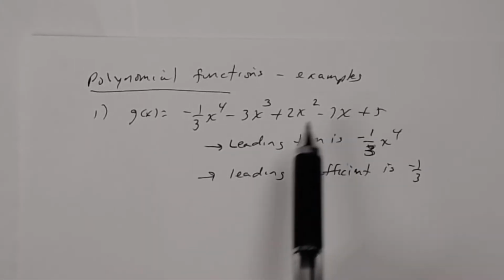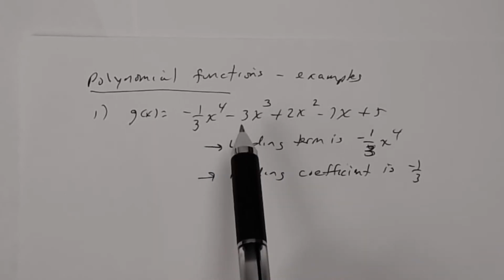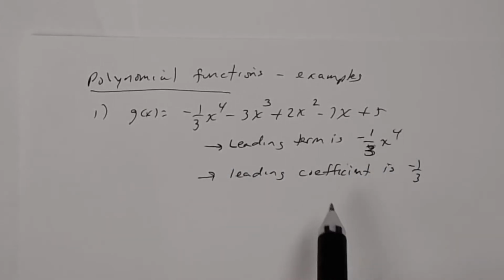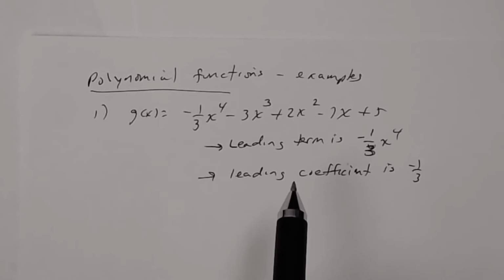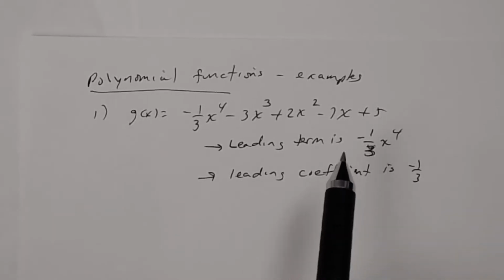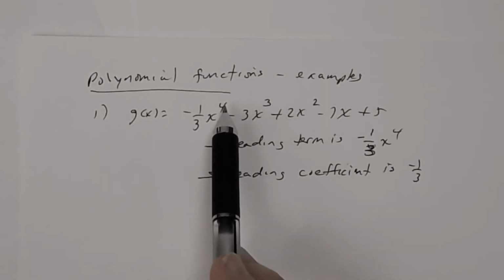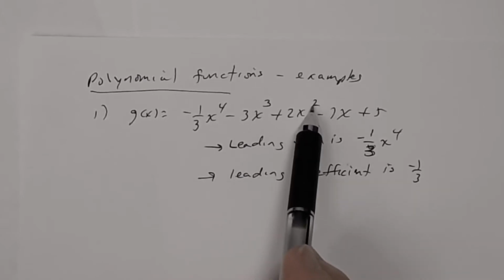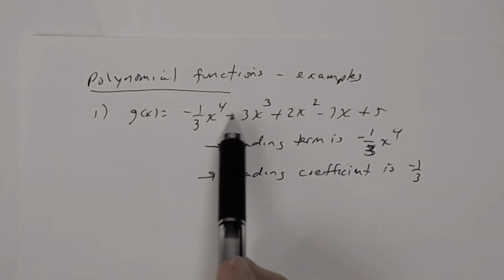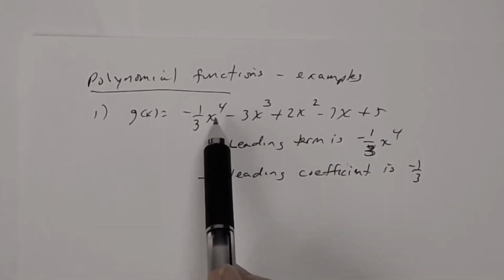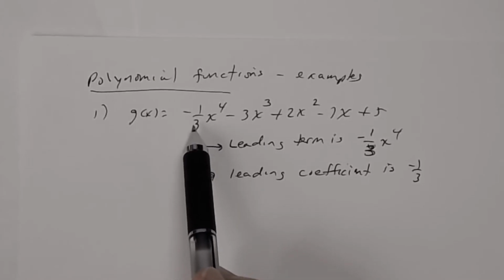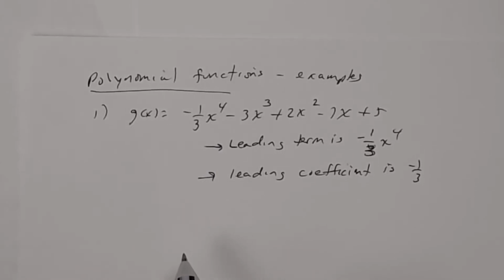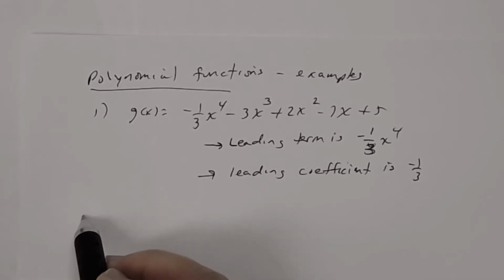All right, so we have a polynomial function. This polynomial function will have a leading term. Remember, the leading term is the term with the largest exponent. So this is 4. That's the largest exponent you see. So that's the leading term. The coefficient is called the leading coefficient. Okay? All right, let's get the next one.